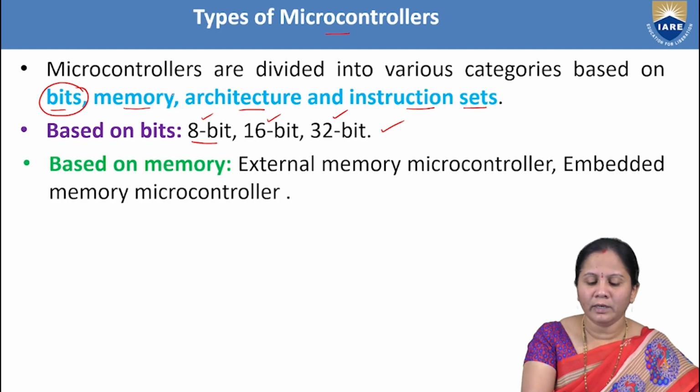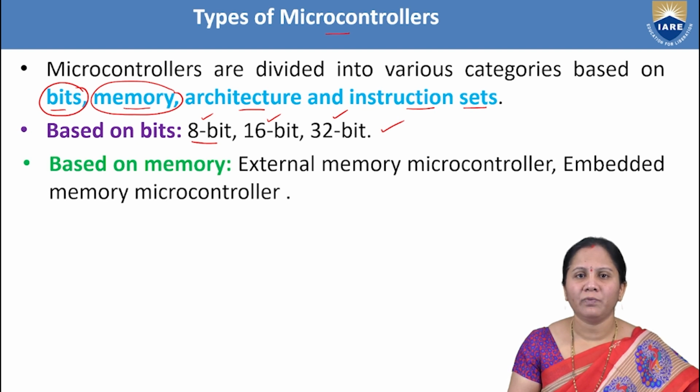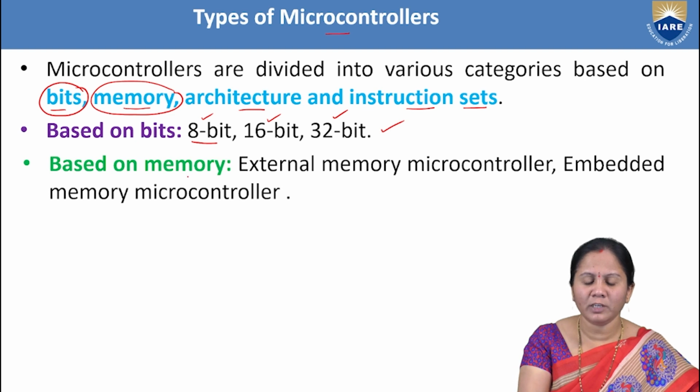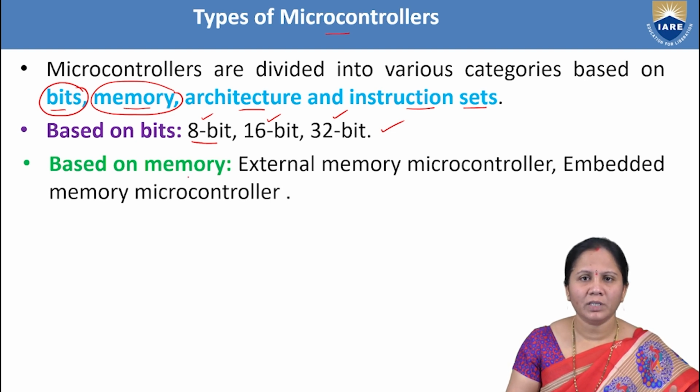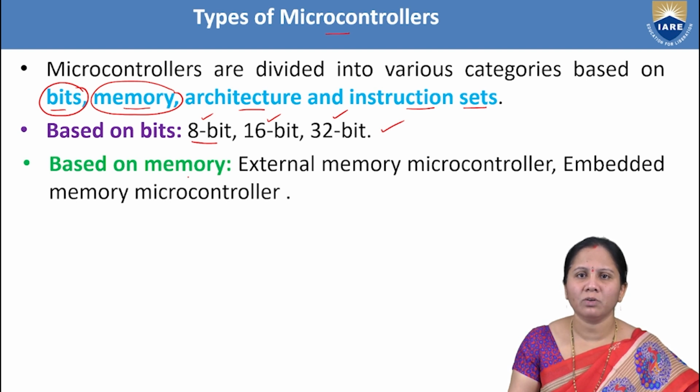Now, coming to the second category, the microcontrollers are classified based on the memory also. Based on the memory, that means whether the memory is external memory or embedded memory. That means to some microcontrollers the memory is located externally, and to some microcontrollers the memory will be inbuilt. That is what we call embedded memory. So based on the memory also, the microcontrollers are classified.